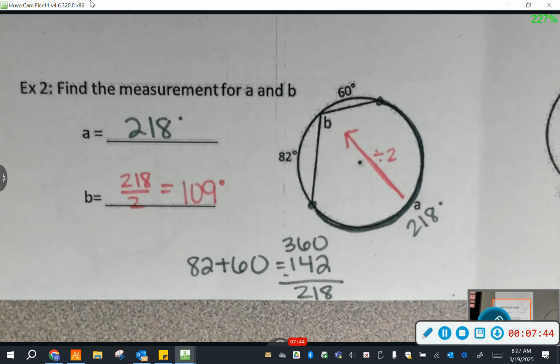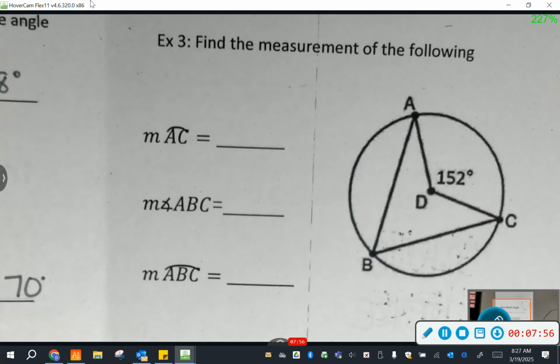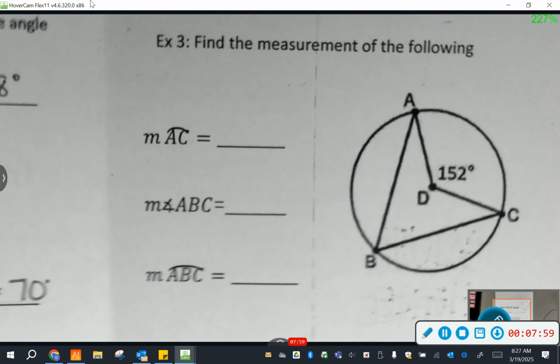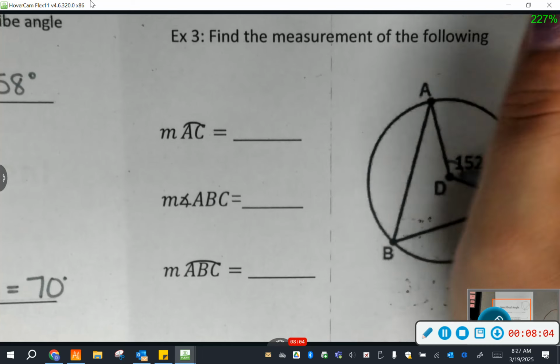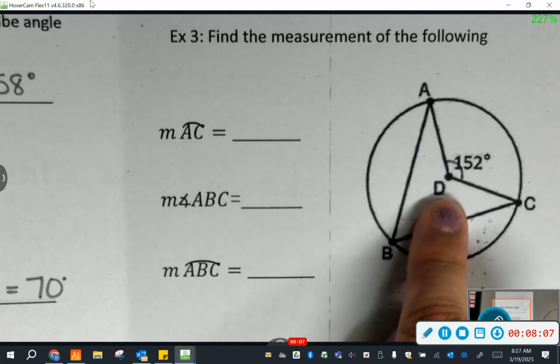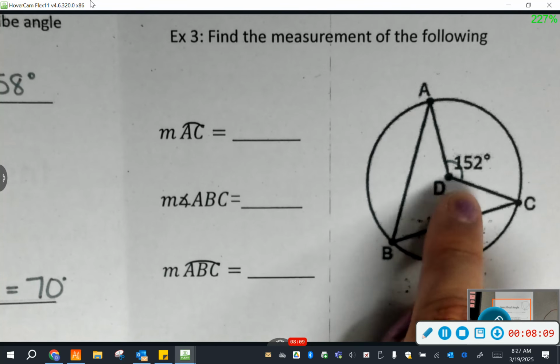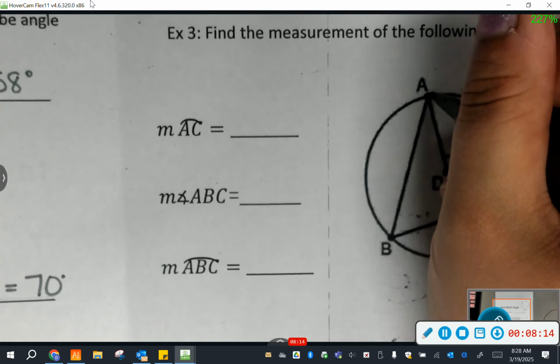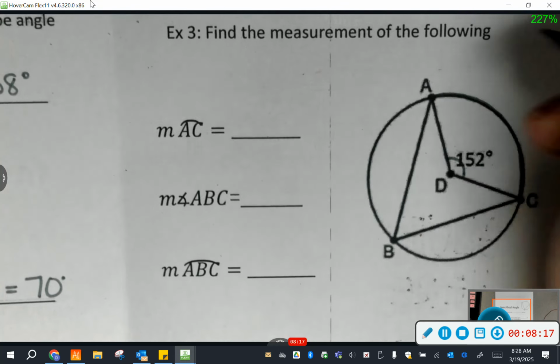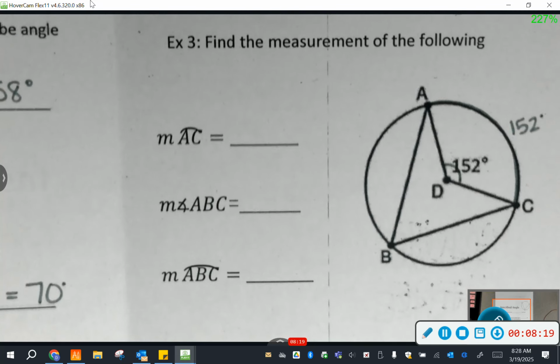All right, look at number 3. Now we're going to combine what you just learned with what you learned yesterday. Everybody go to number 3. What's different about this 152? Don't you agree this D is my center? Y'all look up at the board. D is my center. If D is the center and this is 152, what is this arc right here? Remember yesterday we learned they're the same? If it's on the center, they're the same.